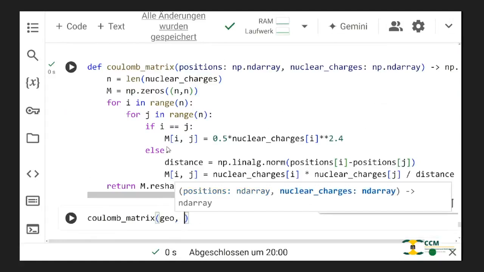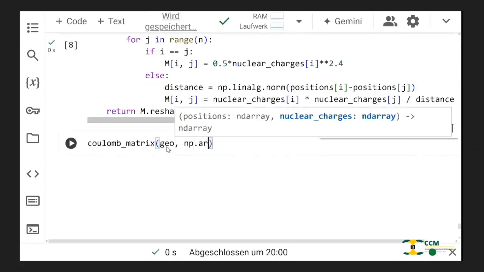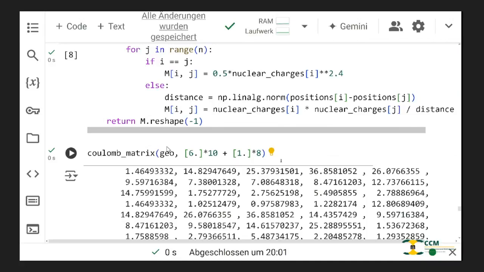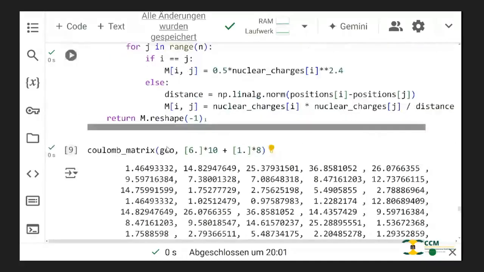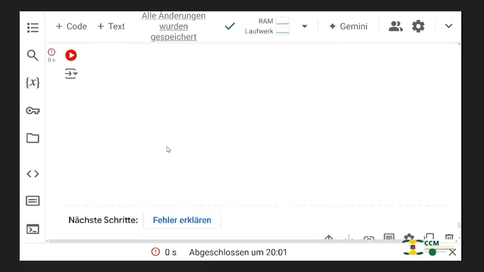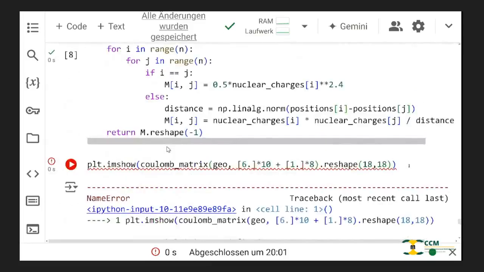Yesterday, we looked at the naphthalene itself. So that is 10 carbons followed by 8 hydrogens. So what we did was 6 times 10 plus 1 times 8. That gives us now currently a vector because we have this reshape. I can reshape this back to 18 times 18 so we can have a look at it. What is missing? Yes.